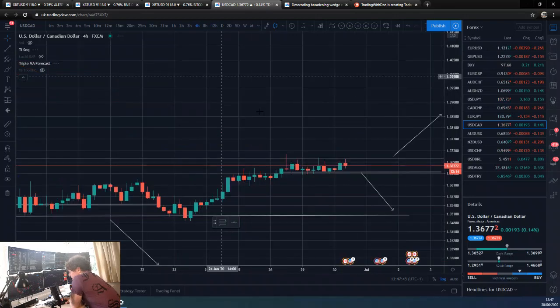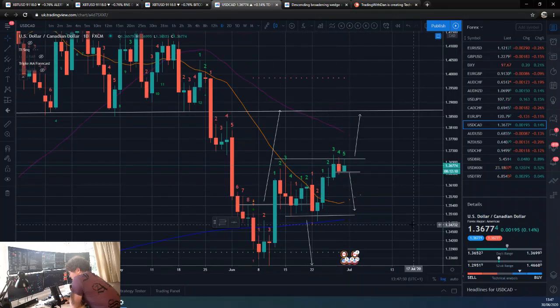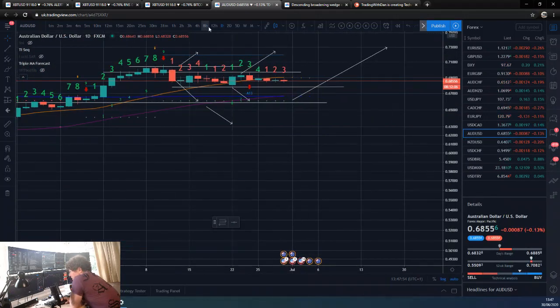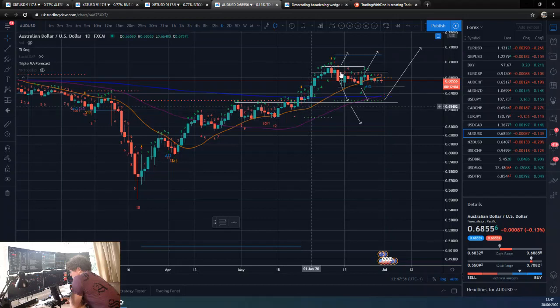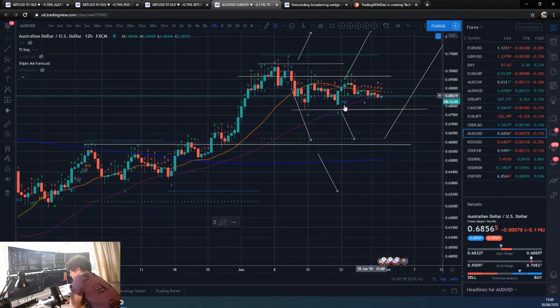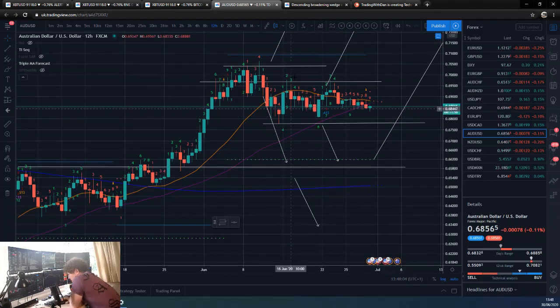Let's have a look at the 4 hour. Nothing 4 hour. And we look to the daily. Aussie dollar, US dollar. Another one trapped in a range. Nothing on the daily. Nothing doing. Oh, we got 12.09, but you guys know my feelings on low range price action.